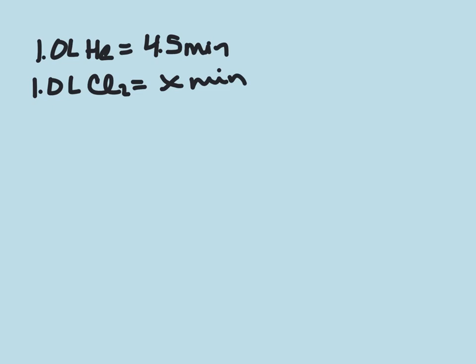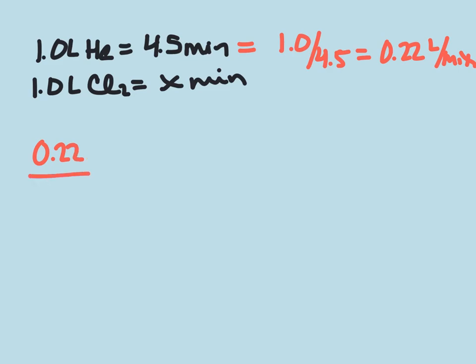So first thing we want to do is change this into milliliters per minute, or liters per minute. So we're going to take the 1 liter divided by 4.5 minutes, and we get that that is 0.22 liters per minute. Okay, and now we can use our equation. So 0.22 liters per minute for helium.